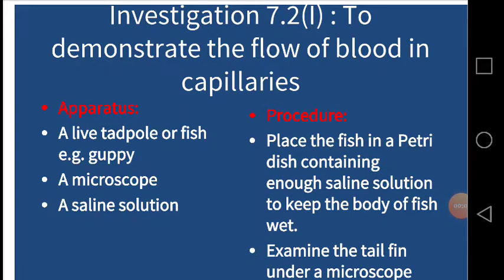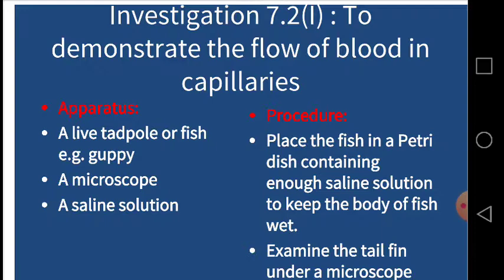Dear students, now we are moving towards our next investigation, 7.2 part 1, and in this investigation we will observe the demonstration of the flow of blood in the capillaries. The apparatus which we require is a microscope, a saline solution, and a live tadpole or fish.